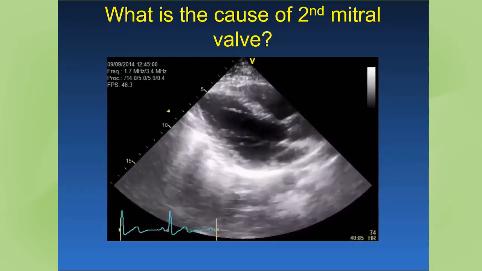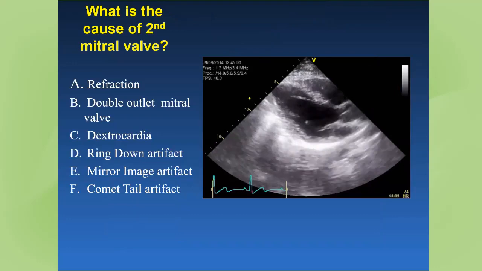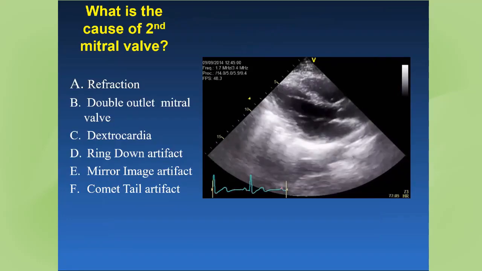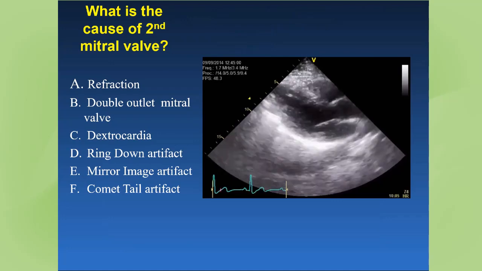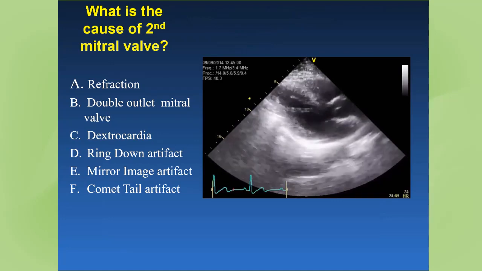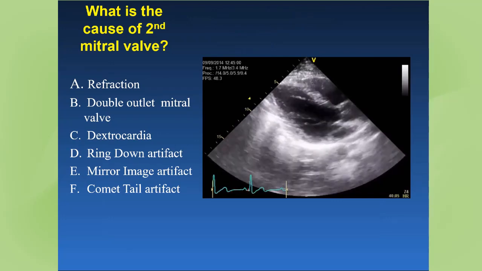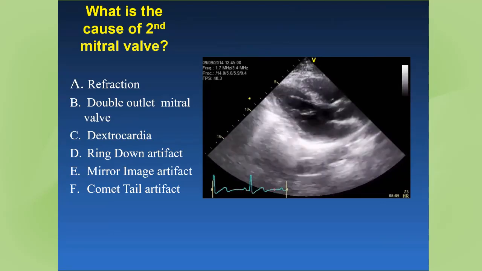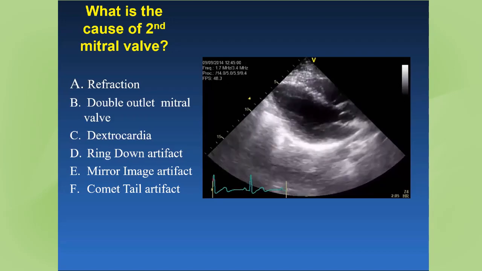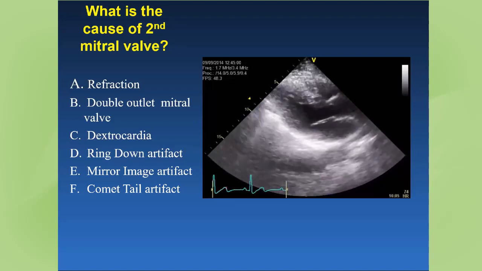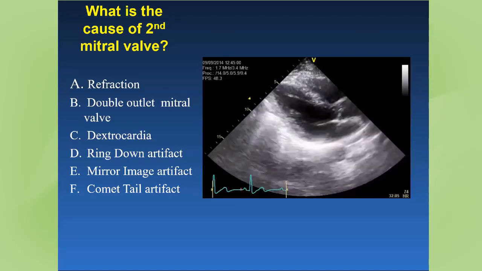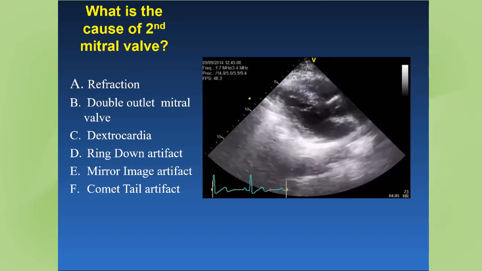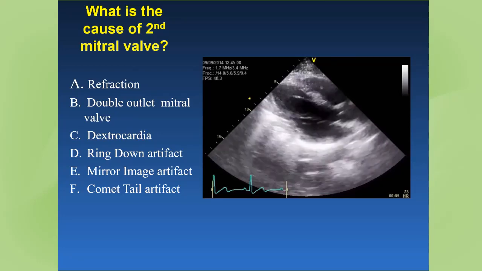What's the cause of this second mitral valve we see in the far field? A, is it refraction? B, might this be an example of a double outlet mitral valve? Or C, perhaps dextrocardia? D, is it a ring down artifact because it's down below the anterior mitral leaflet? E, is it a mirror image artifact? Or F, a comet tail artifact because it sort of looks like a tail, a wagging tail?